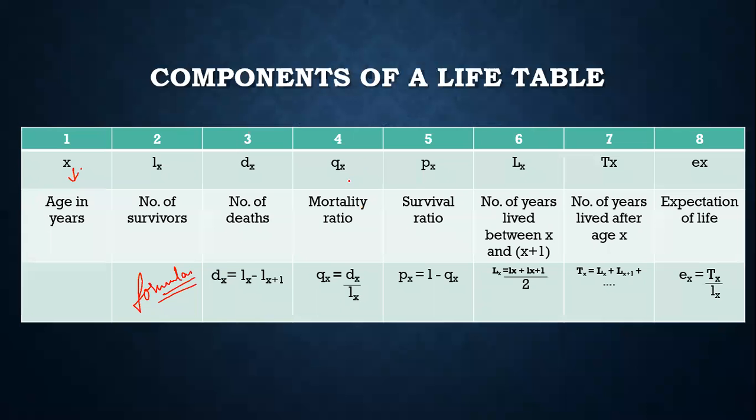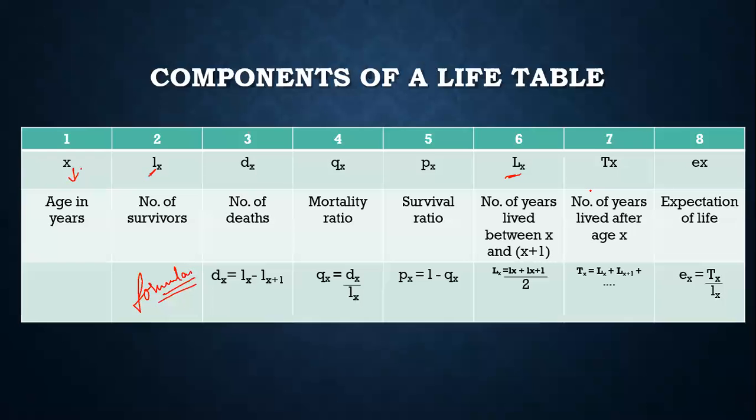So in the question, when they mention Qx, you should know what Qx means. So Qx is nothing but mortality ratio. Px is nothing but the survival ratio. Then capital Lx. There is a difference between small l and big L. Small l is number of survivors. Here capital Lx means number of years lived between x and x plus 1.